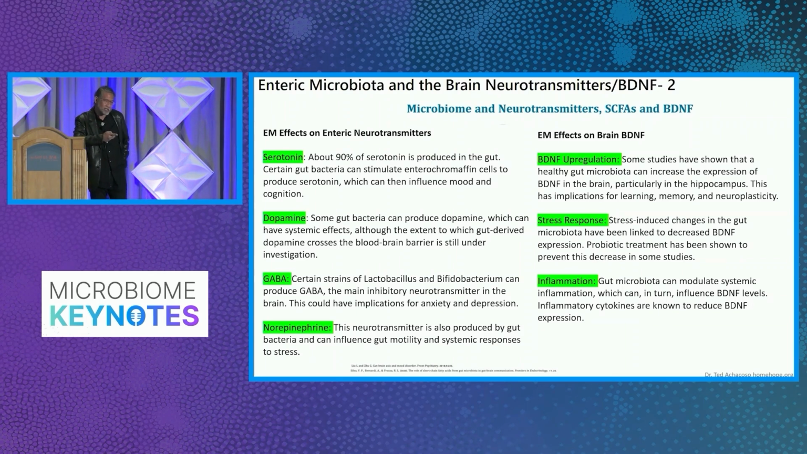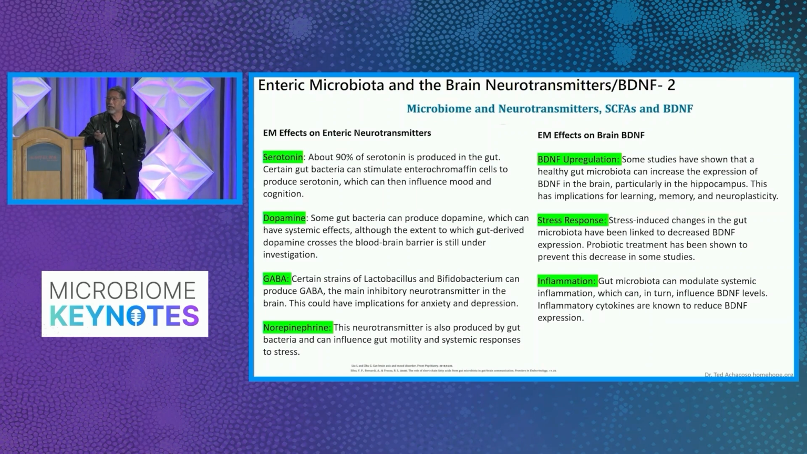And then dopamine, some bacteria can produce dopamine and they can have their systemic effects. We don't know whether or not it crosses the blood-brain barrier. I suspect it doesn't. GABA, of course, is notoriously a huge molecule. It does not cross the blood-brain barrier in a classic sense, and therefore it has to be synthesized from scratch via the glutamine from your diet, which becomes glutamate in the brain and then gets converted into GABA. Now, certain strains of bacilli and bifidobacteria can actually produce GABA. And then norepinephrine is also produced by gut bacteria.